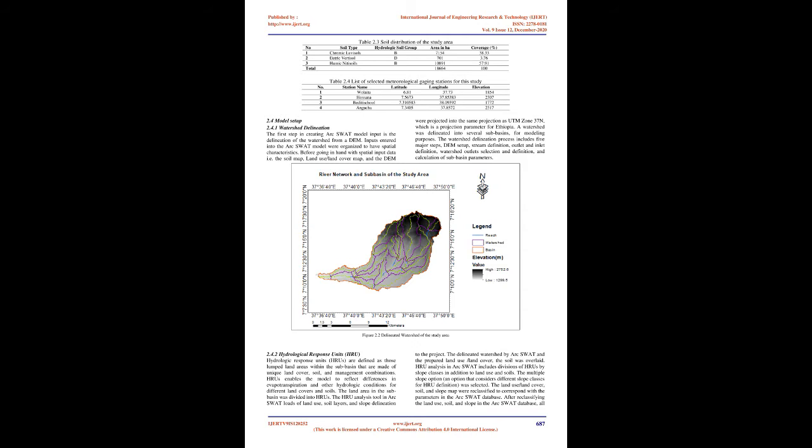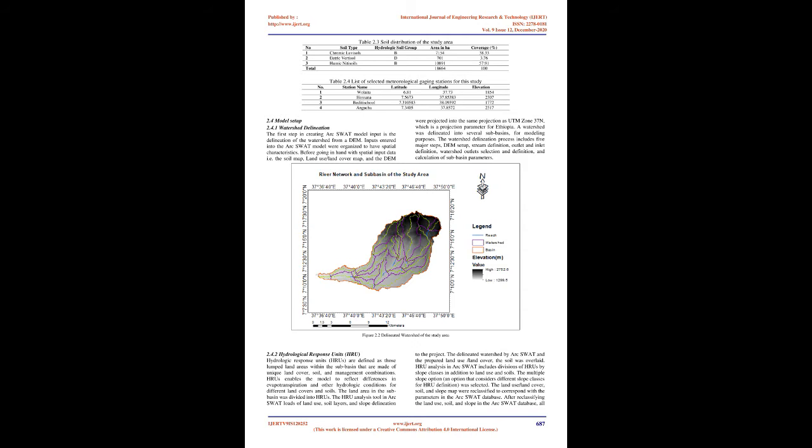A watershed was delineated into several subbasins for modeling purposes. The watershed delineation process includes 5 major steps: DEM setup, stream definition, outlet and inlet definition, watershed outlet selection and definition, and calculation of subbasin parameters.